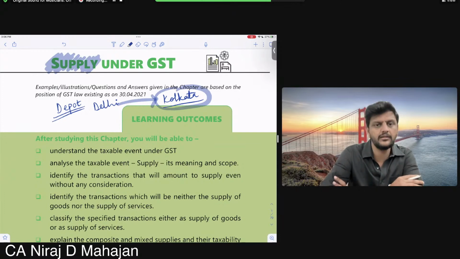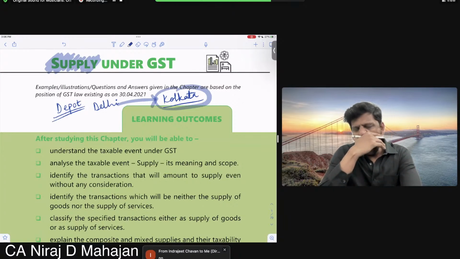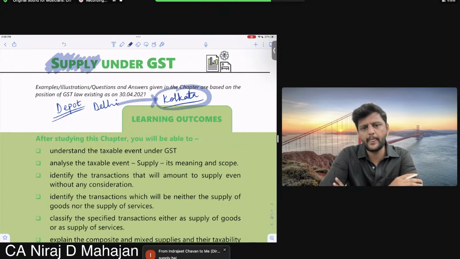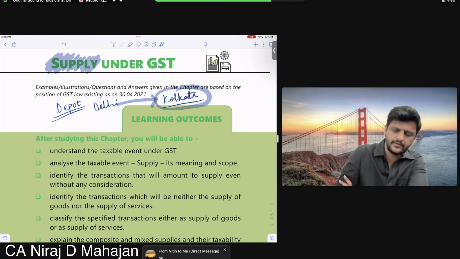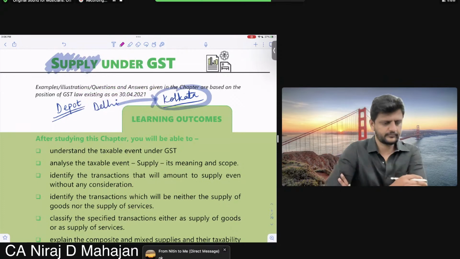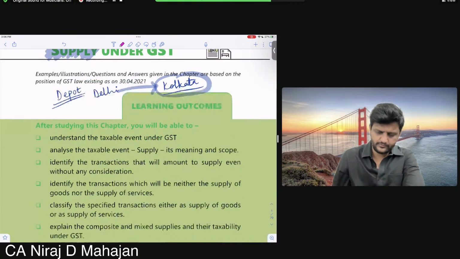Is it a sale? Branch transfer, is it a sale? Tell me, all of you. Branch transfers are not sale. But still GST will be applicable, because it is supply. Clear, all of you? Because it is supply. Clear? Can I go ahead? Chalo.